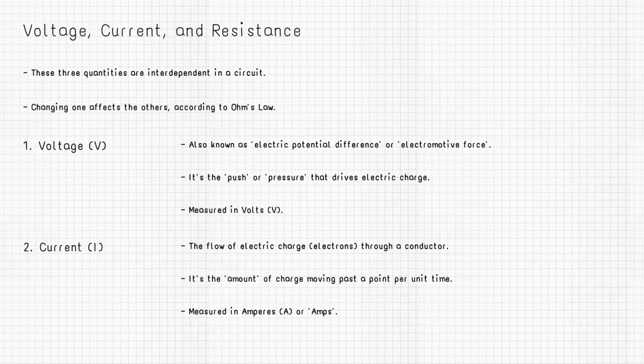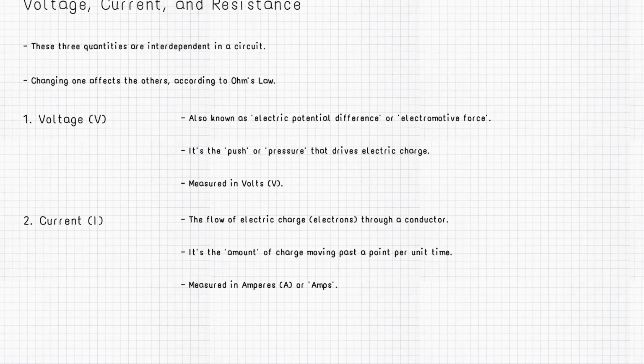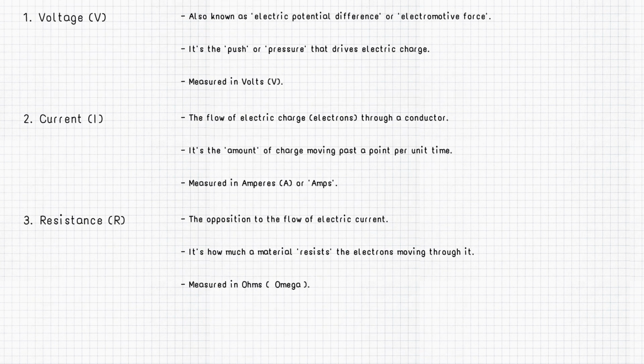Next is current, represented by the letter I. This is the actual flow of electric charge, specifically electrons, through a conductor. Current measures the amount of charge moving past a point per unit of time, and its unit is amperes, often shortened to amps. Finally, we have resistance, denoted by the letter R.